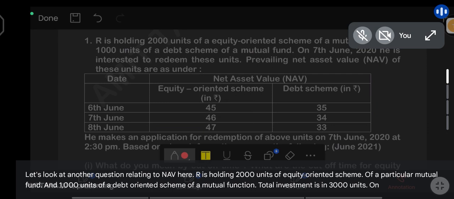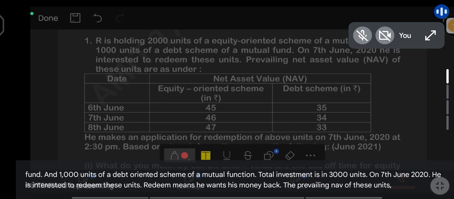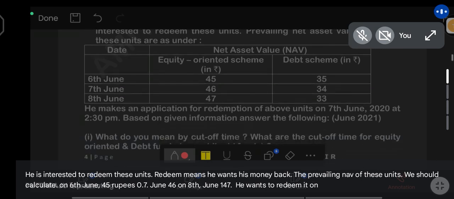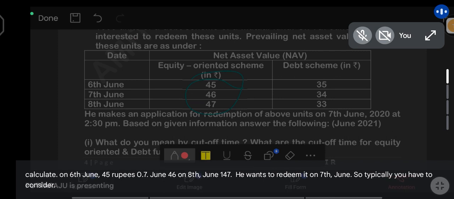On 7th June 2020, he is interested to redeem these units. Redeem means he wants his money back. The prevailing NAV of these units we should calculate. On 6th June, 45 rupees. On 7th June, 46. On 8th June, 47. He wants to redeem it on 7th June. So typically, you have to consider which of the values is the question.